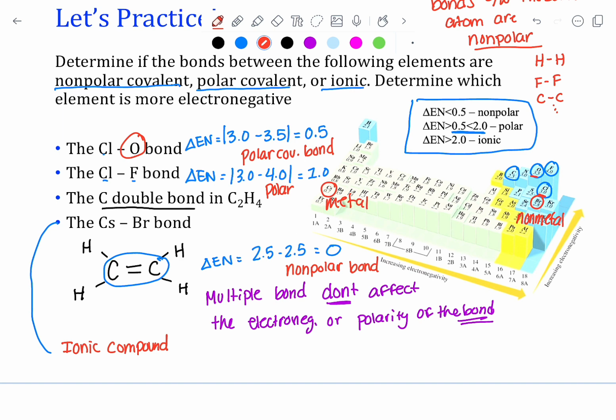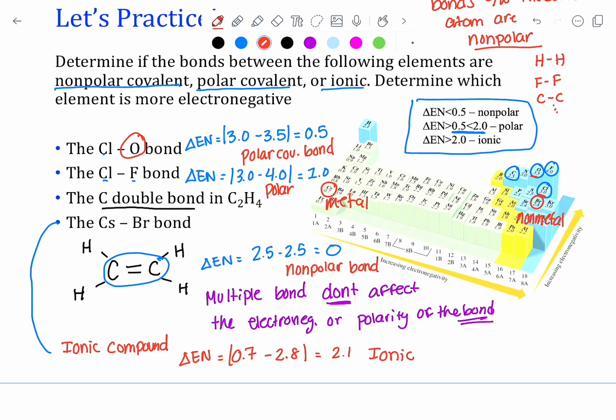But we can use our electronegativities to prove that to us. So we can look at delta EN. We take the cesium, 0.7, subtract off the 2.8. Again, this is an absolute value because we can't have a negative difference, and that difference is 2.1, meaning it's ionic.